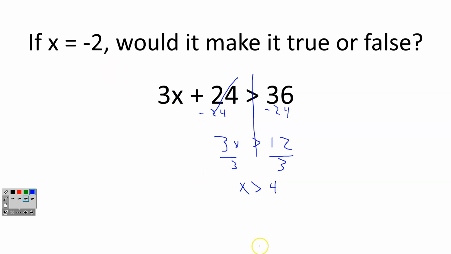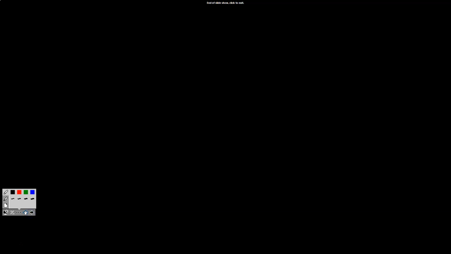So let's plug in negative 2. Is negative 2 greater than 4? Yeah, I don't think so. So that is a false statement. That cannot happen. So there you go. That's how you substitute values for inequalities.